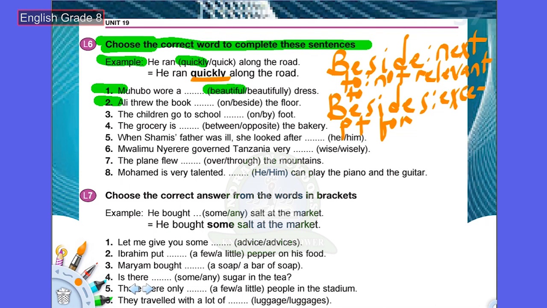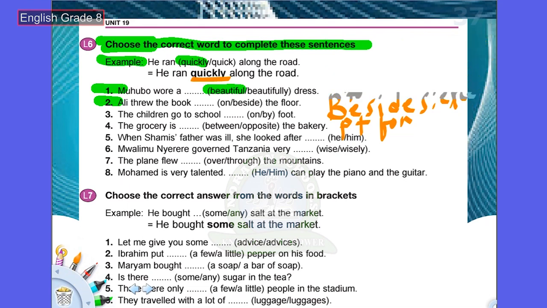Pay attention to these words. They are very crucial for you.